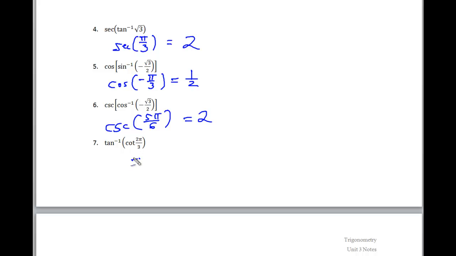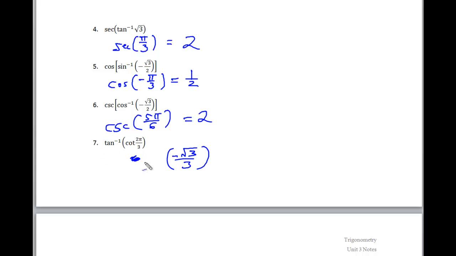Now, this case of this problem is a little different because now I know the theta. I know that this is my angle here. The angle is 2 pi over 3. So what's the cotangent at this spot? And the cotangent at that spot is negative square root of 3 over 3.